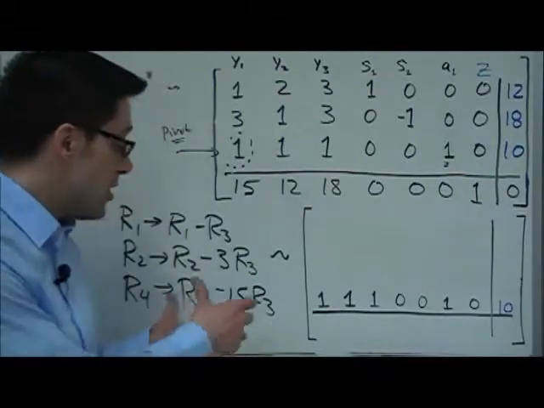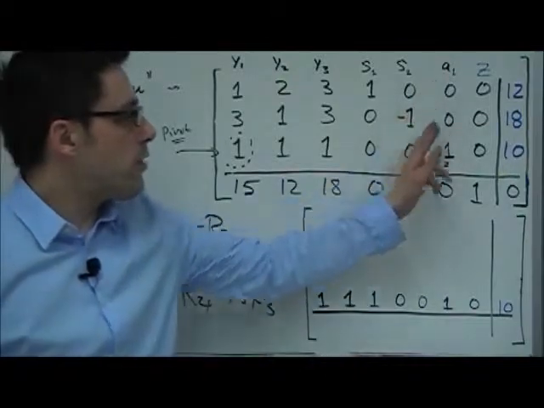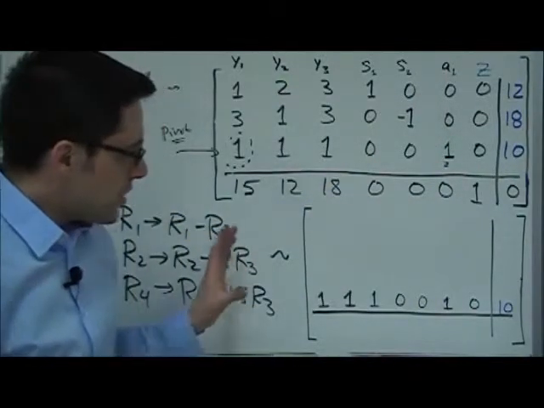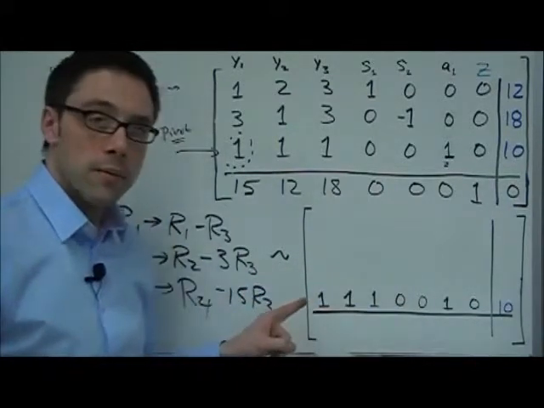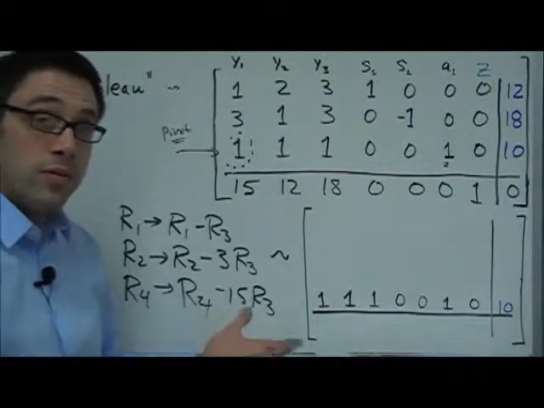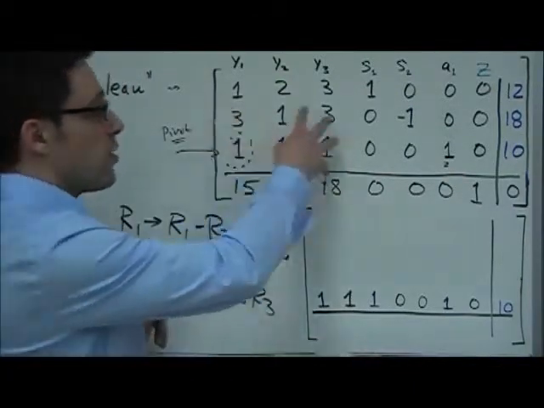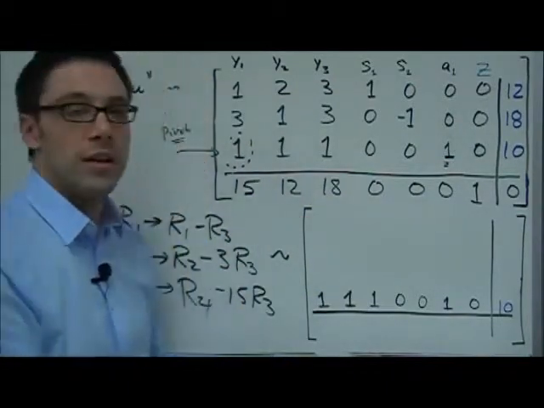So let's go ahead and perform these row operations on my original tableau, really to make the artificial variable non-basic. Okay, that's the first step. So notice that I've written the empty tableau here, and also row 3, because of course row 3 is my pivot row, so that won't change.